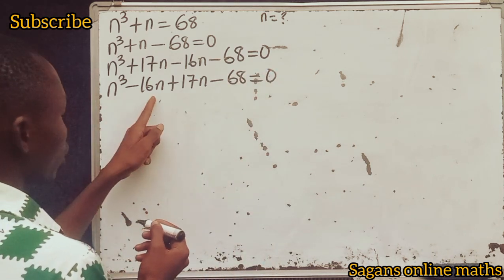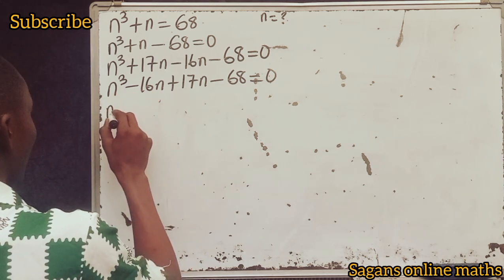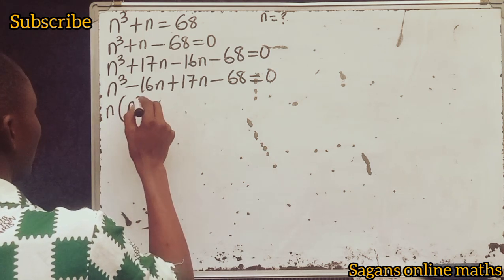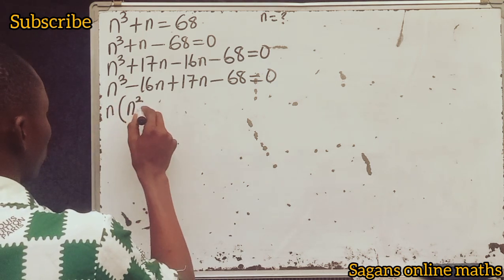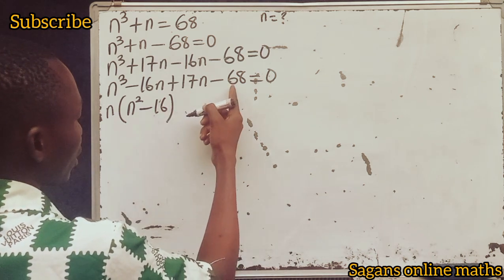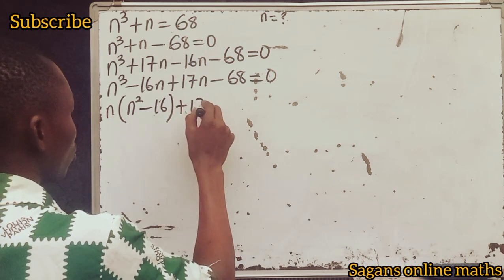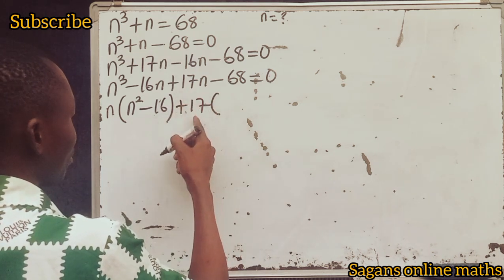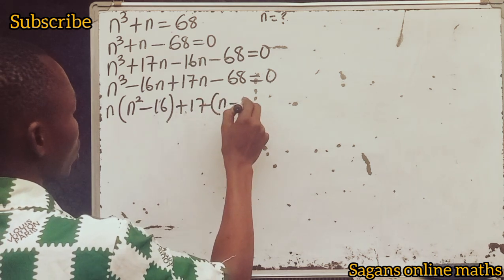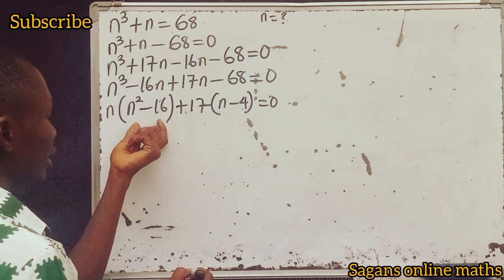Now from here you can see that something is common. We have n to the power of 3 here and n here, so n is common. We can bring n out: n to the power of 3 divided by n will give us n square, right? Minus 16n divided by n will give us minus 16. Okay, what is common here? Since 17 is a factor of 68, that means 17 is common because 17 can go here, right? So plus 17 is common, into 17n divided by 17 will give us n. Then minus 68 divided by 17 gives us minus 4. All equals 0.